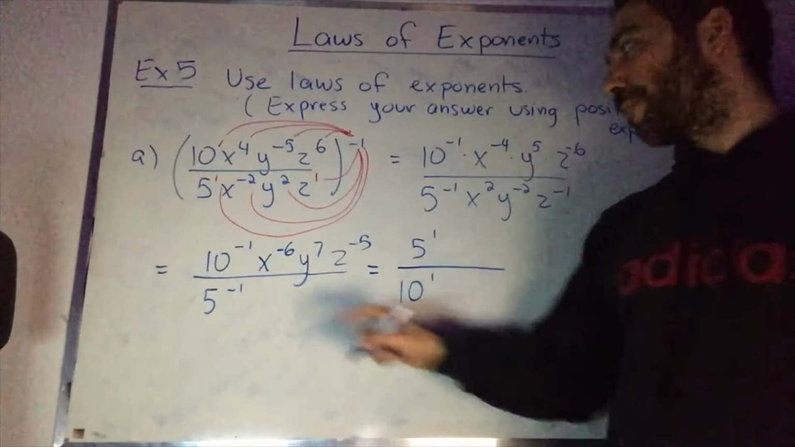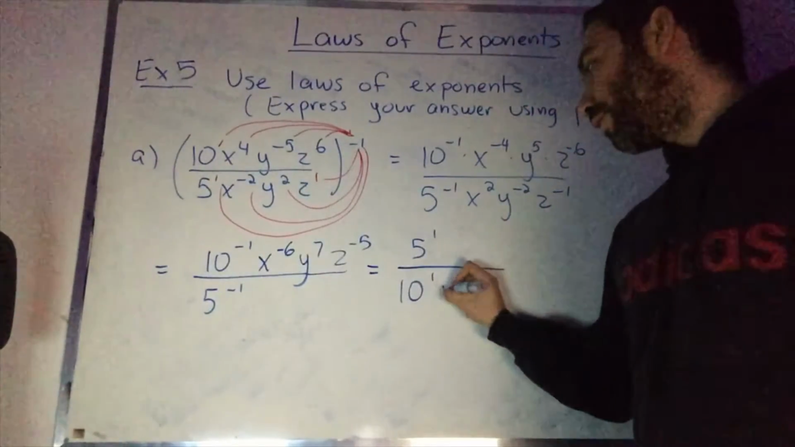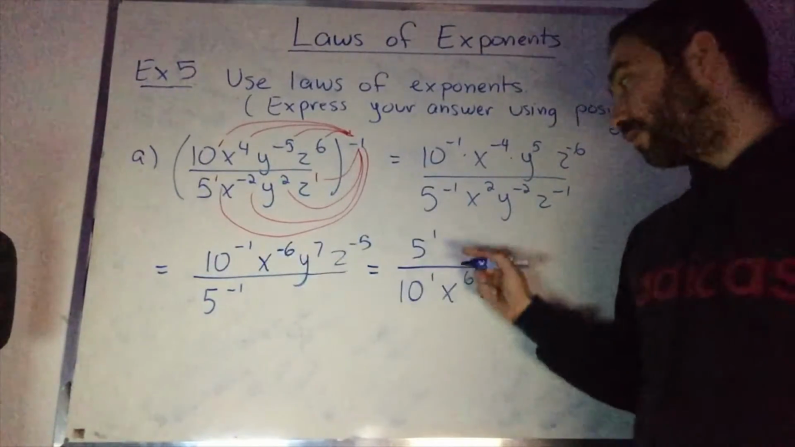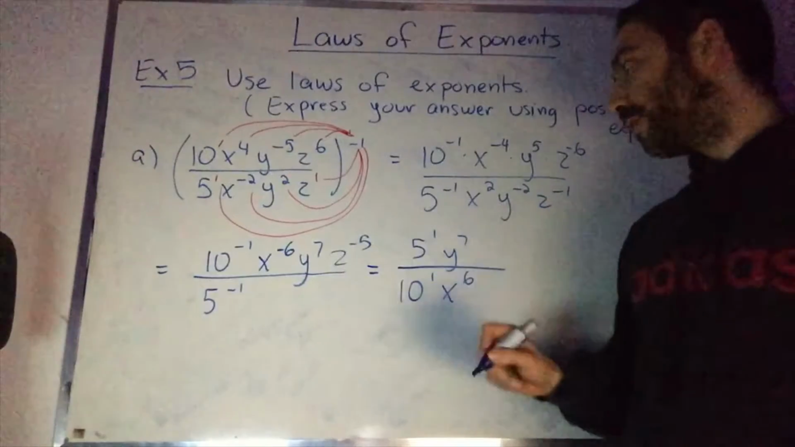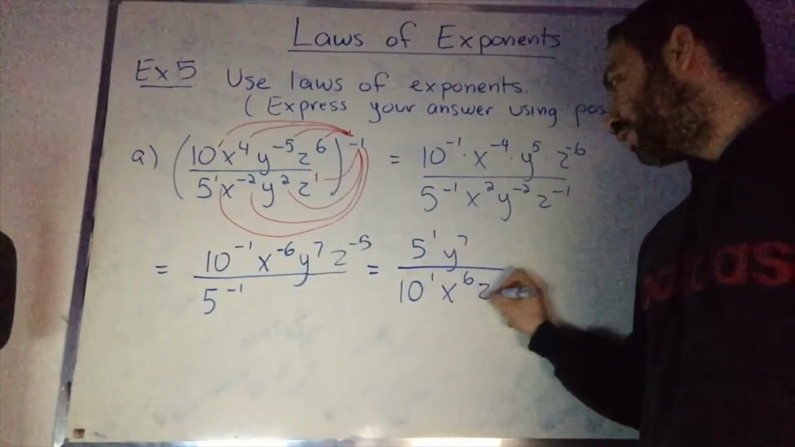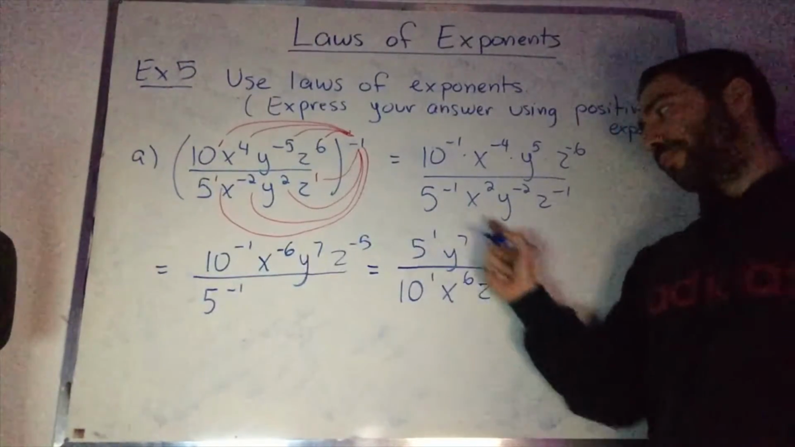Switch the sign. X to the negative 6 is on the top. He's upstairs. Let's bring him down, and now he's happy. Y to the 7, the exponent's already positive, so he's happy upstairs. We leave him upstairs. And then z to the negative 5, he's upstairs, he's angry. Let's drop him down. Z to the 5. Okay, so this is good.